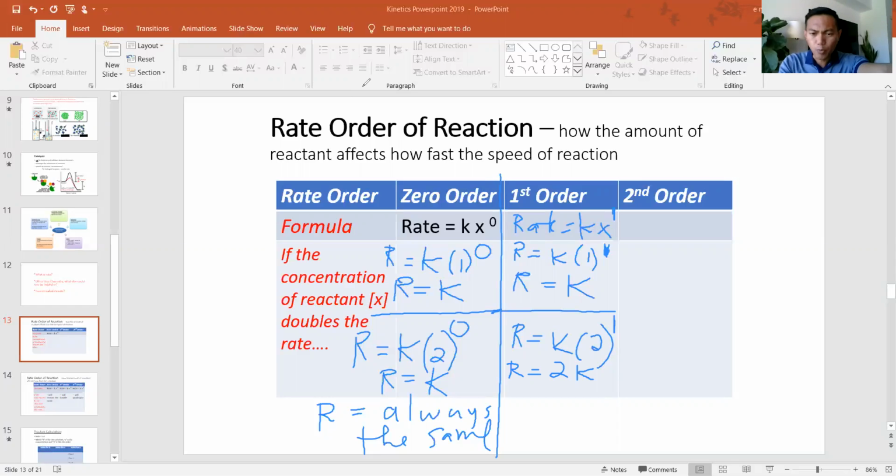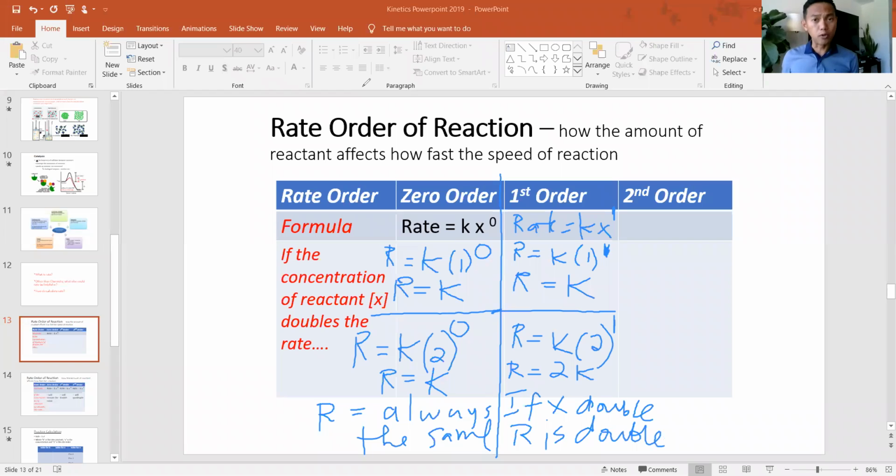So I guess a way to paraphrase would be, if x is doubled, then rate is also doubled. Or if x is tripled, the rate will also triple. If x is quadrupled, the rate is also quadrupled. So they always match each other. So that would be an example of a first order reaction.